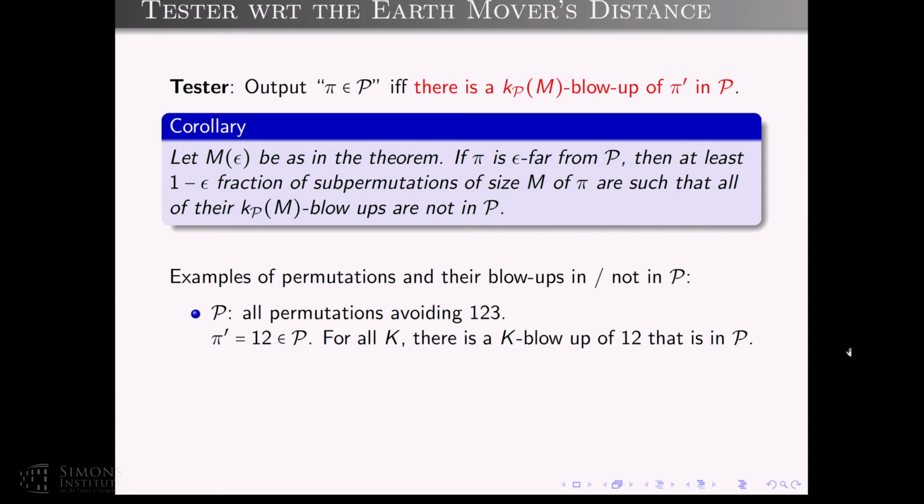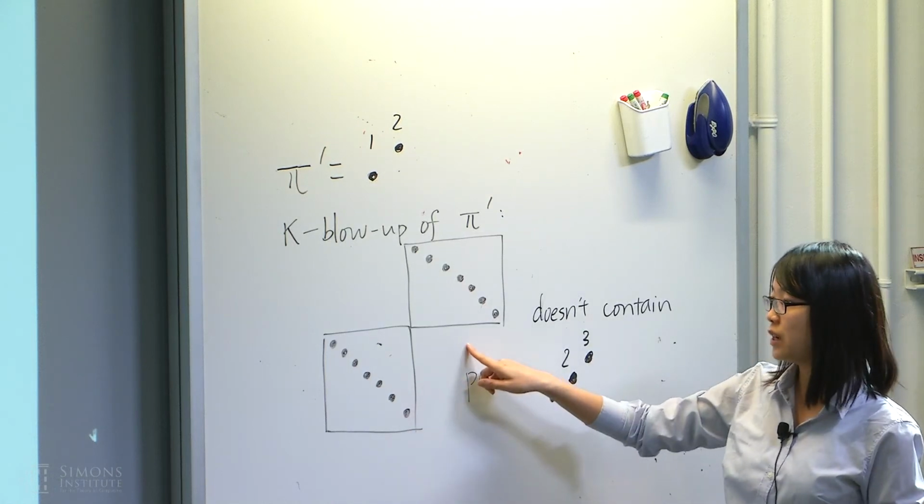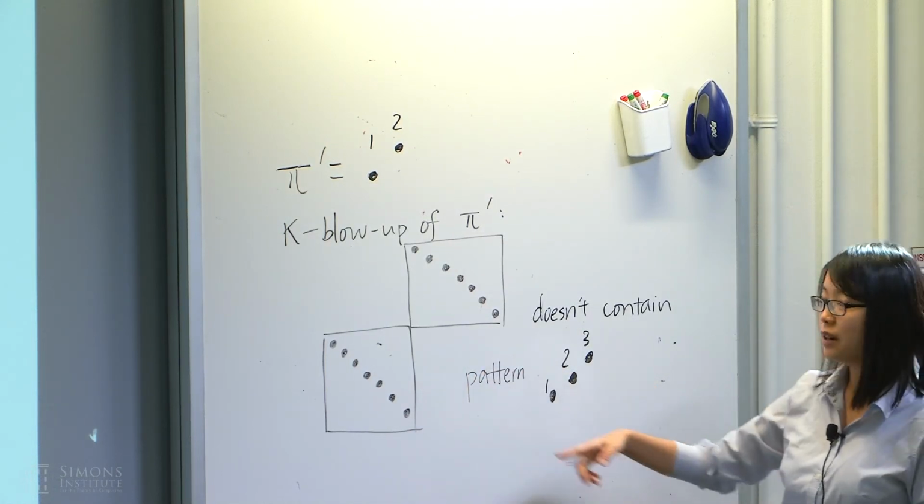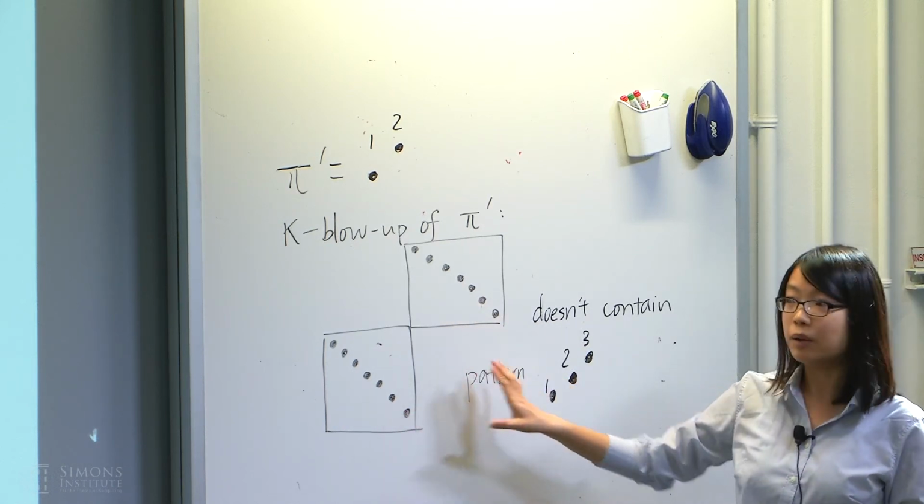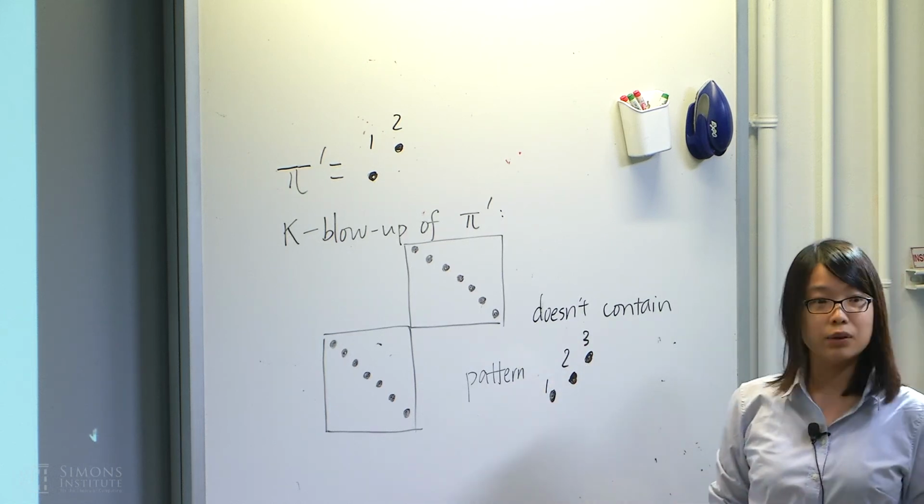Okay, so some examples of permutations and their blow-ups in or not in the property. For example, we consider P as the set of all permutations avoiding the pattern 1, 2, 3 as a subpermutation. And assume our sample permutation is just 1, 2, the very simple one, like this one. So we want to show for any k there's a blow-up of this permutation that is not in this property, which means the blow-up is not going to contain the pattern 1, 2, 3. So the easy thing we can do is, in the two blocks, which form the shape of 1, 2, we fill in a monotone decreasing subpermutation. And it's easy to see that this permutation is not going to contain the pattern 1, 2, 3 because I cannot find an increasing sequence of length 3 in this blow-up. So this is a very simple and intuitive example.